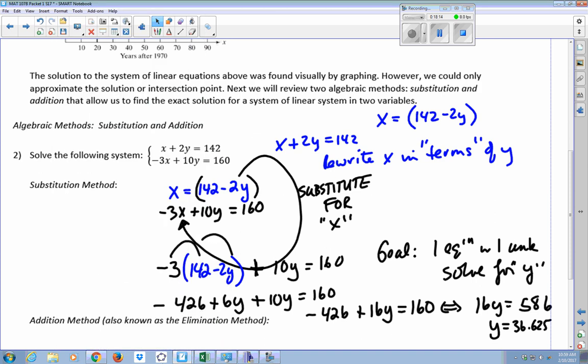Nope, no rounding. That's it exactly. 0.625 is a fraction, 5/8. 62.5% is 0.625. Okay, am I done? Have I found the solution to that system? Yeah, I've got to do x, right?